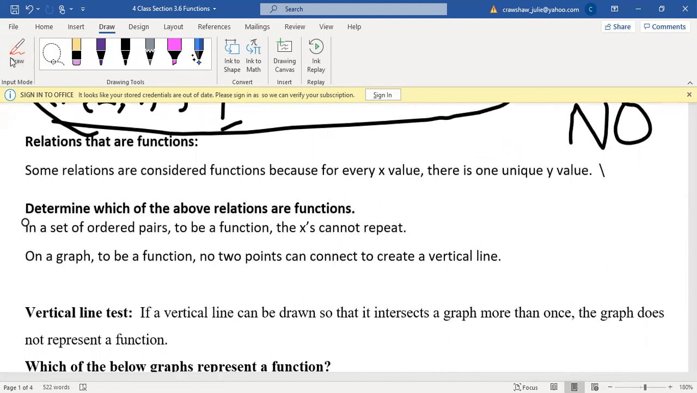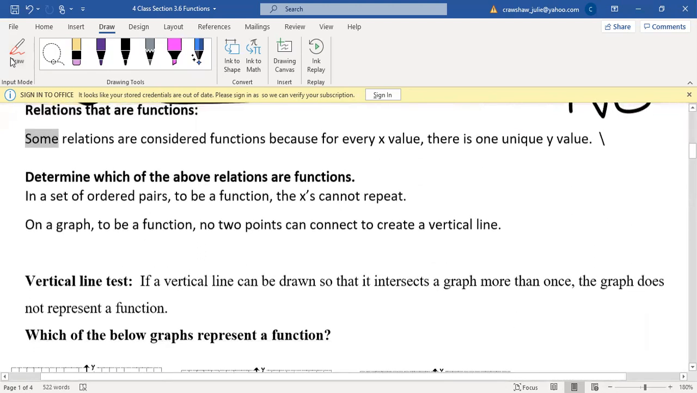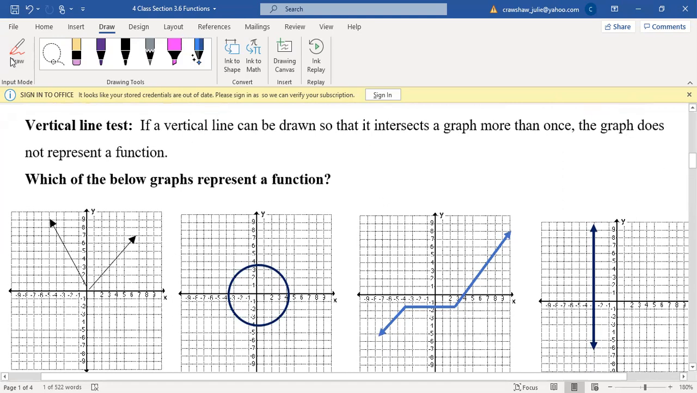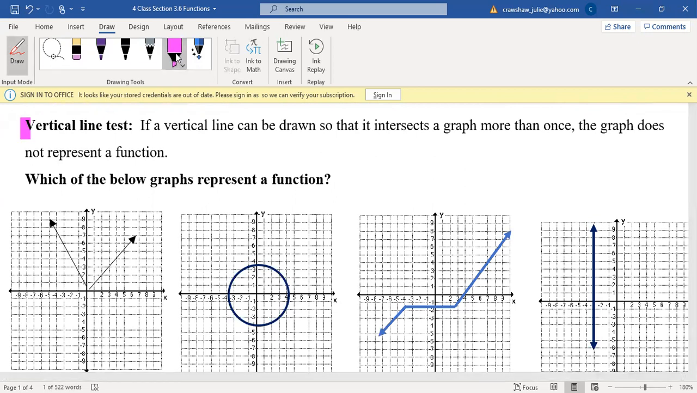Sometimes you aren't given the ordered pairs. You're just given a graph or an equation. And so there's other ways to determine whether or not that picture or that situation is a function or not. So let's go look at graphs. We know that the x's cannot repeat, that every x has to have a unique y value. Well, one way is called the vertical line test.